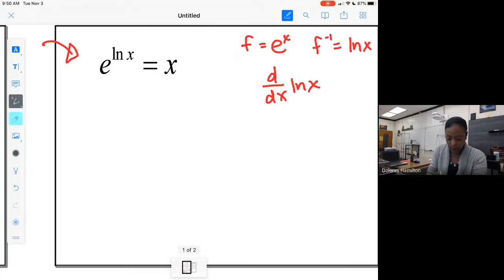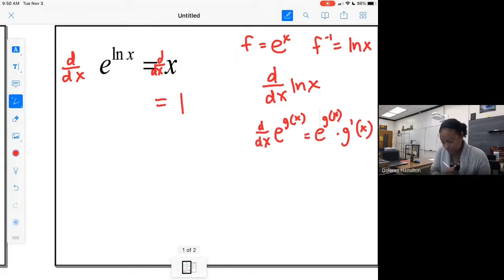So let's look at this true statement above, and let's first take the derivative of both sides. If those two functions are equivalent, or if the left and the right side of the equation are equivalent, then taking the derivative of both of those should also be a true statement. So the derivative of, I'm going to start with the right just because it's easier. The derivative of x is 1. What's the derivative of e raised to some g of x? Well, I know that the derivative of e to the g of x is itself times g prime of x.